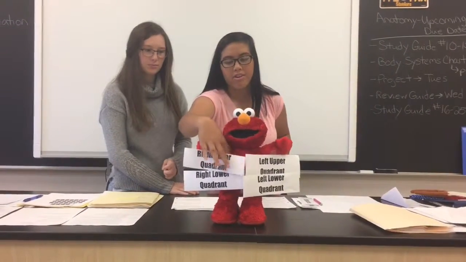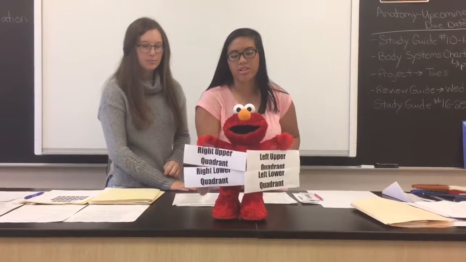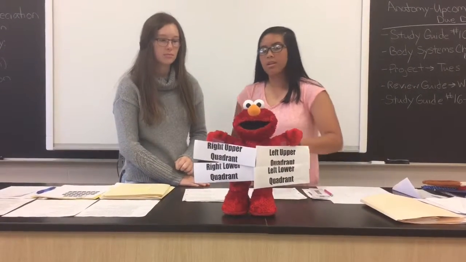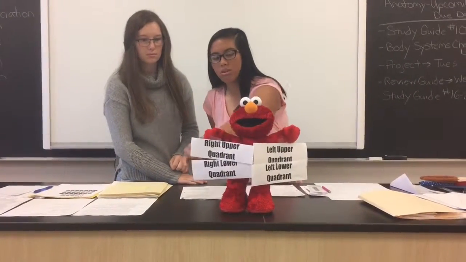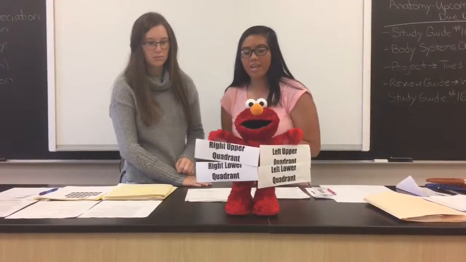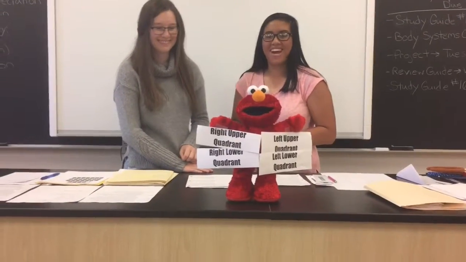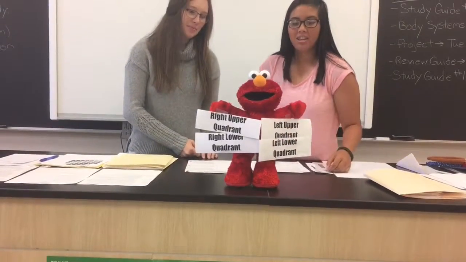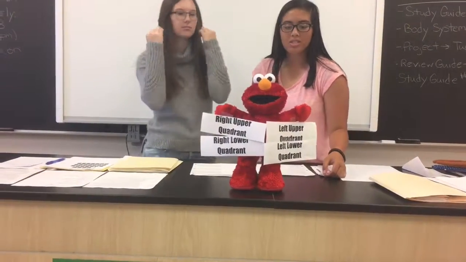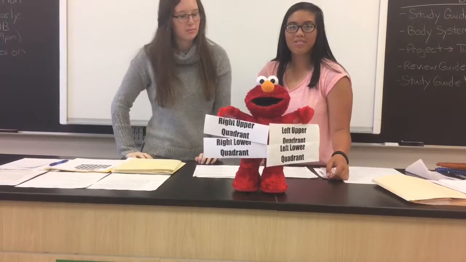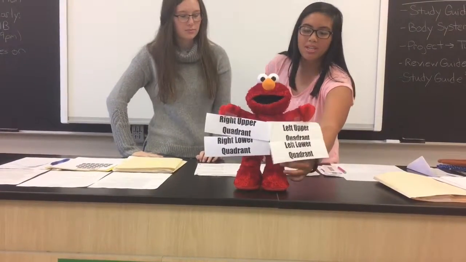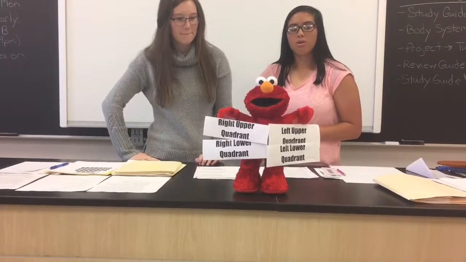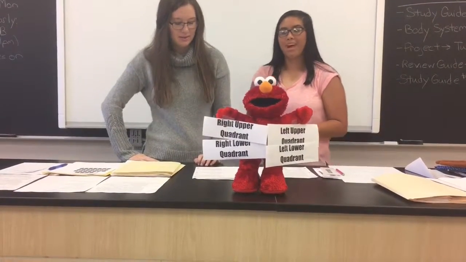Well, this area over here is the right upper quadrant, which is the upper right of the abdominal cavity. Below that is the right lower quadrant, and that's the lower right of the abdominal cavity. Over here we have the left upper quadrant, which is the upper left of the abdominal cavity, while below here is the left lower quadrant, which is the lower left of the abdominal cavity.